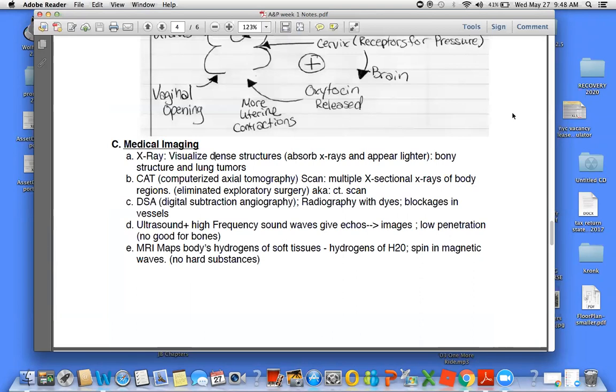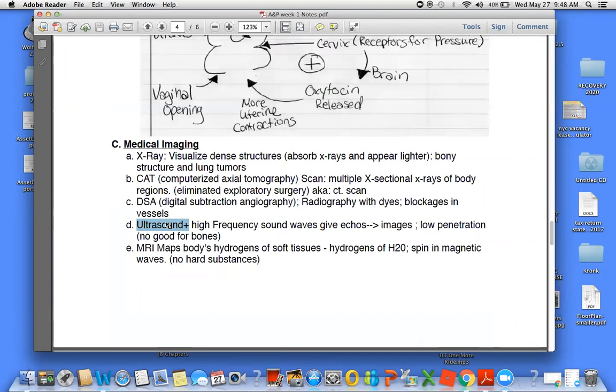Let's skip to letter D, ultrasound. Ultrasound, I think, is a better option than a CAT scan for a lot of cases, because an ultrasound sends out high frequency sound waves to give echoes back and form images. Okay, it was developed during World War II with submarines, sending out echoes to determine where the sub is. It's low penetration. It's no good for bones, but it's very good to get a 3D image.